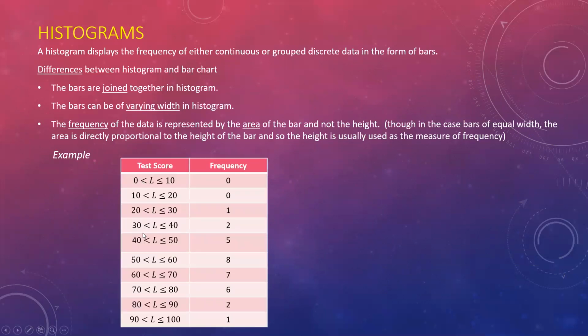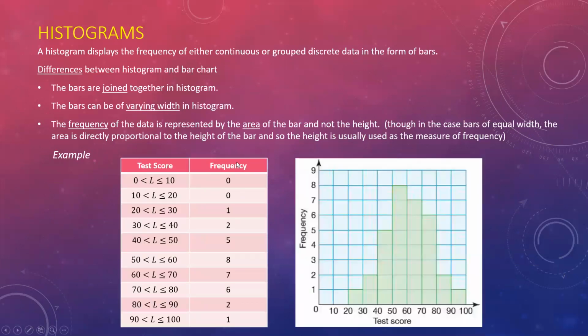Let's see this. These are the test scores, and these are the frequencies. So you can make a histogram like that. This is not a bar chart anymore because you can see all the bars are actually connected together. So we have 0 to 10 with frequency 0, and 10 to 20 also 0, and 20 to 30 will be 1, and so on. So when the graph is connected together, it forms something like this.